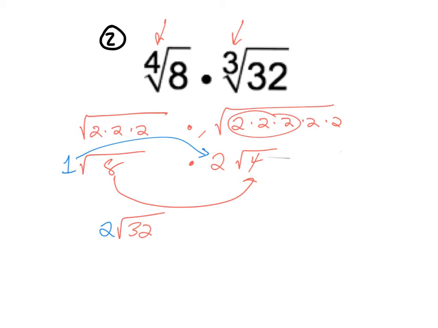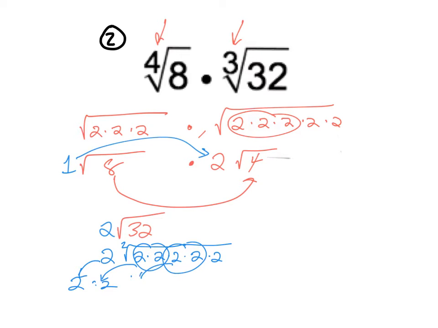The 32 is really 2 to the 5th, so that's 5 2's. 1, 2, 3, 4, 5. And since the index is 2, I can pick out 2 sets of 2 here, and I can bring them out. Here's the original 2. Here's another 2. Here's another 2. And there's a square root of 2 left in the root. So all in all, our final answer is 2 times 2 times 2, which is 8 square root of 2.